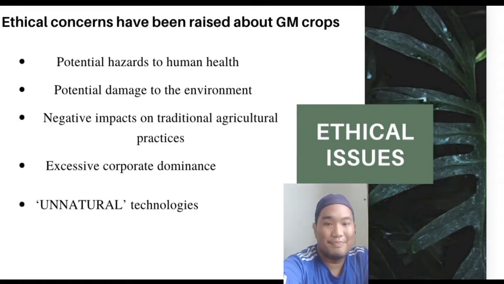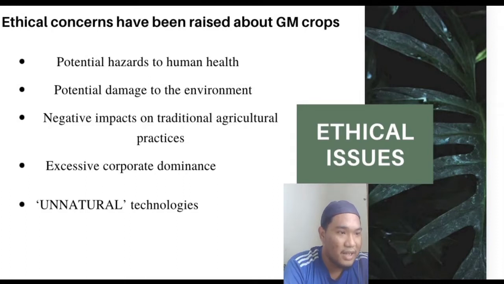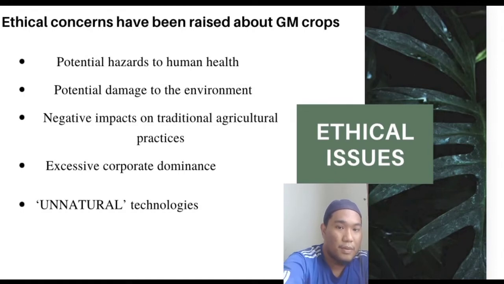Unnatural technology. Definition: things that are natural are seen as untouched by humans, while unnatural is when humans change the environment to benefit them.